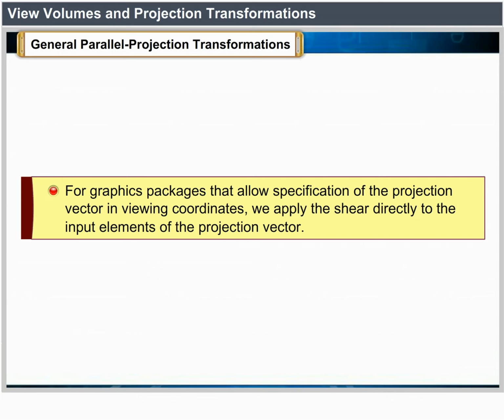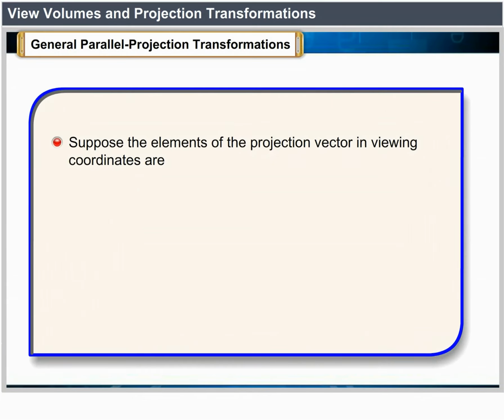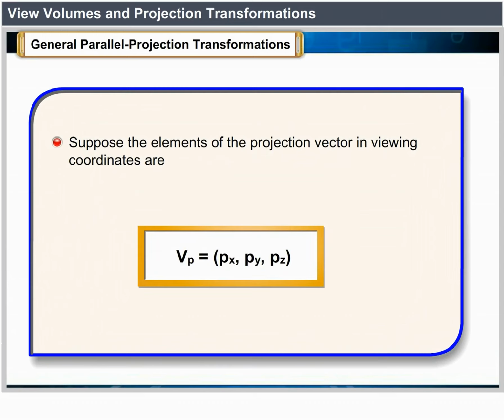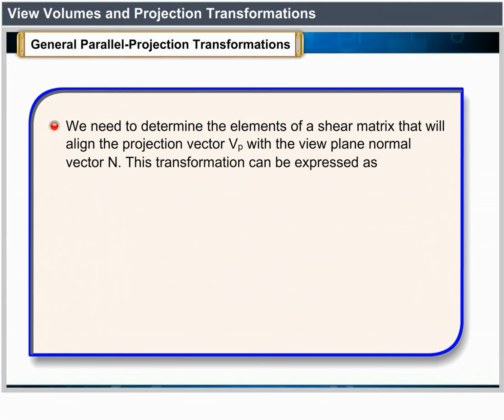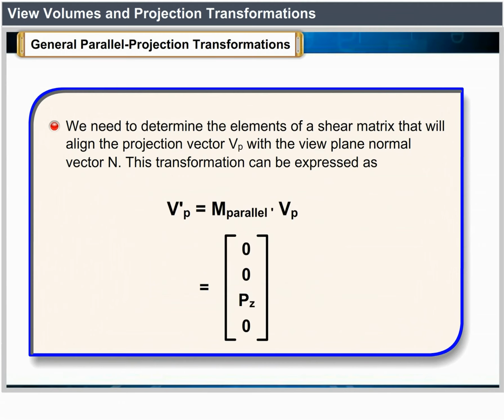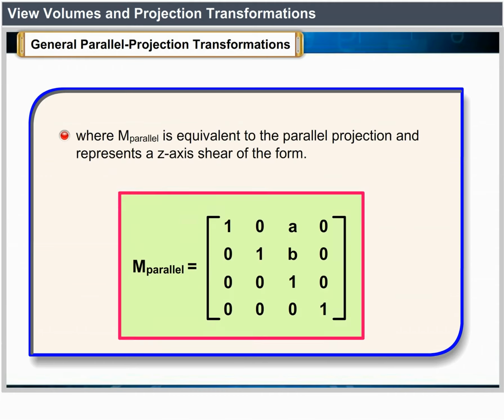Suppose the elements of the projection vector in viewing coordinates are Vp equals Px, Py, and Pz. We need to determine the elements of a shear matrix that will align the projection vector Vp with the view plane normal vector n. This transformation can be expressed as Vp' equals M_parallel Vp, where M_parallel is equivalent to the parallel projection and represents a z-axis shear of the form shown below.